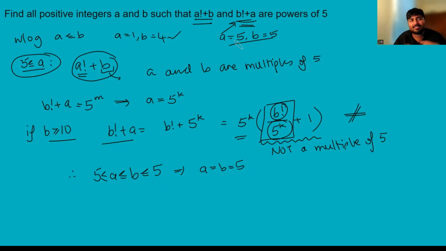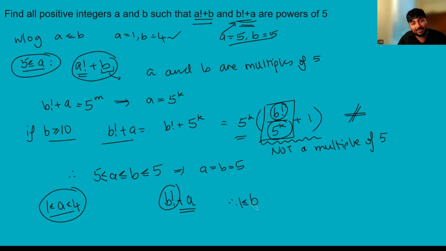So what have we worked out? We worked out that the only solution where a is at least 5 is the case where a and b are both 5. And so that means we only need to check the cases a is 1 through 4, and you can just check them by hand. Actually, we can make our life a bit easier. Because none of these numbers here are a multiple of 5, if we look at b factorial plus a, if b is bigger than or equal to 5, this guy will be a multiple of 5, but adding on a will cause it not to be a multiple of 5. And so therefore, b must also be between 1 and 4.